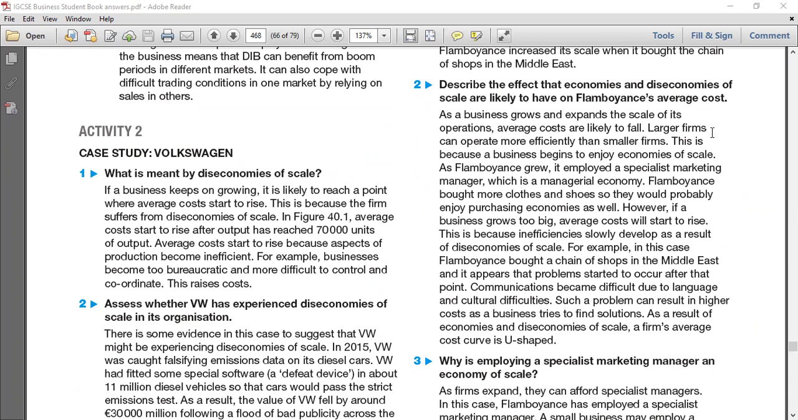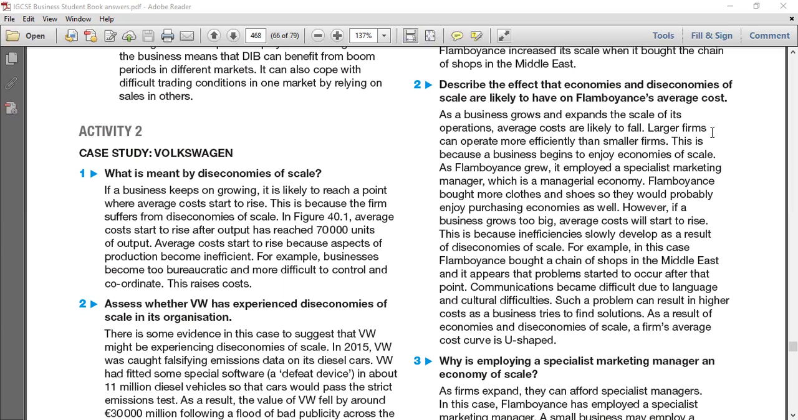As a business grows and expands the scale of operations, average costs are likely to fall. Larger firms can operate more efficiently than smaller firms. This is because the business begins to enjoy economies of scale. As Flamboyance grew, it employed a specialist marketing manager, which is a managerial economy. Flamboyance bought more clothes and shoes, so they would probably enjoy purchasing economies as well. However, if a business grows too big, average costs will start to rise. This is because inefficiencies slowly develop as a result of diseconomies of scale.